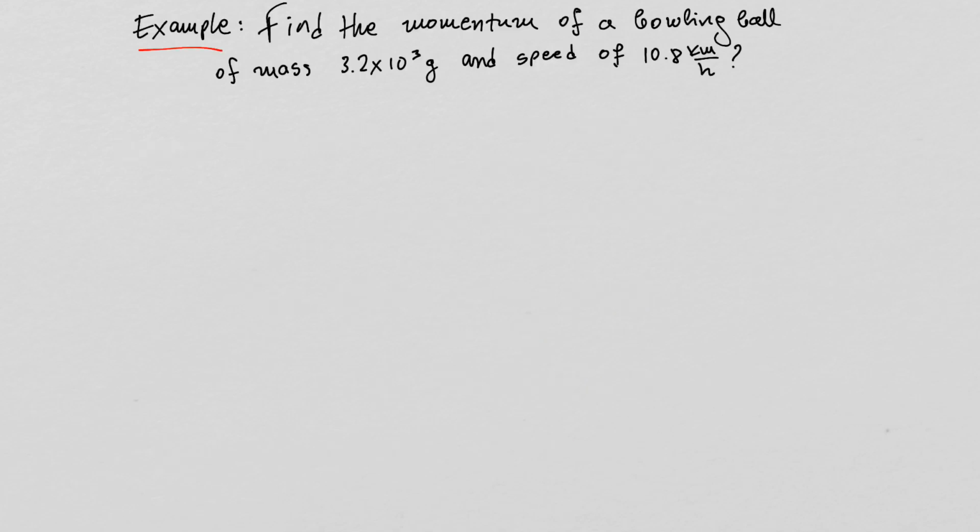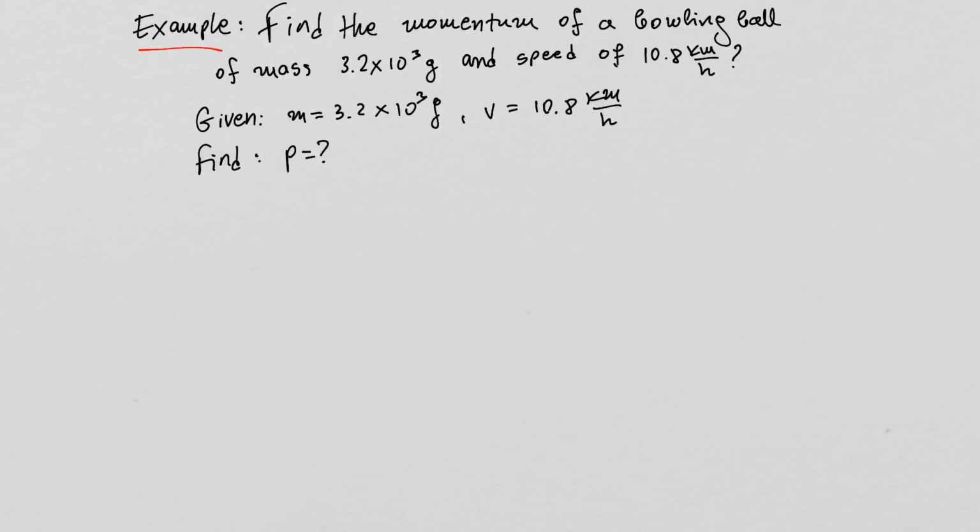Now let's look at a different example. Let's find the momentum of a bowling ball with mass of 3.2 times 10 to the 3rd grams and speed of 10.8 kilometers per hour. So the mass of this bowling ball is 3.2 times 10 to the third grams, and the speed is 10.8 kilometers per hour. We are looking for the momentum.